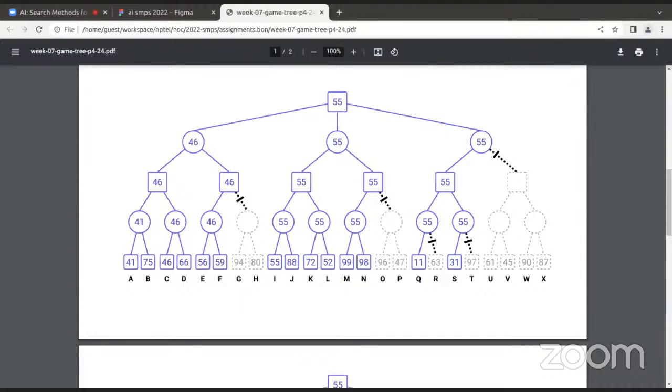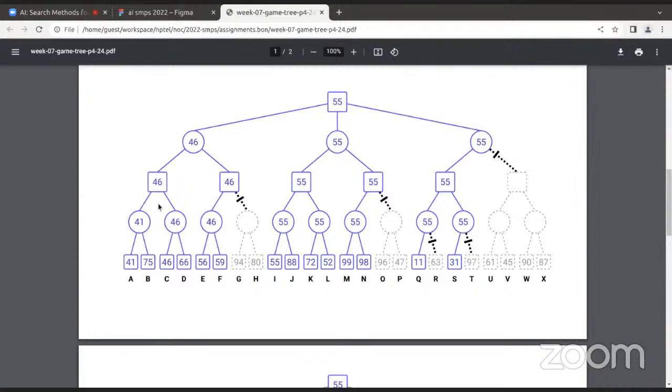So here we started from the left side. We compared 41 and 41, then 75, and we got the minimum 41. Then that is the max one. So we will consider that alpha needs to be greater than 41, right?